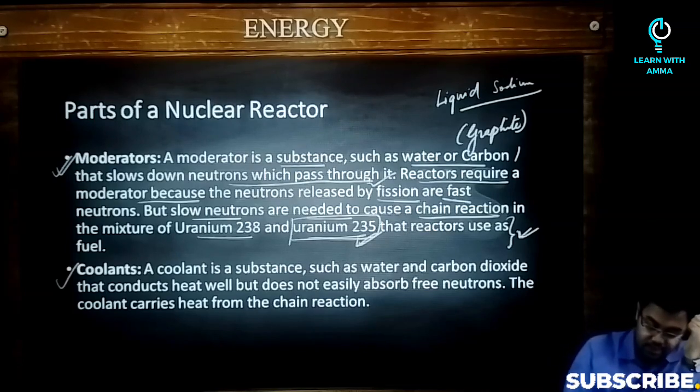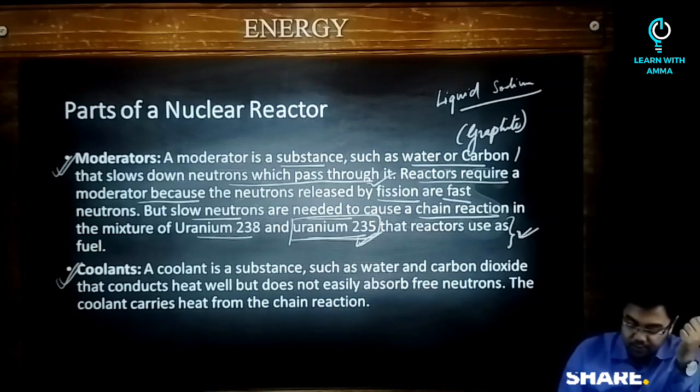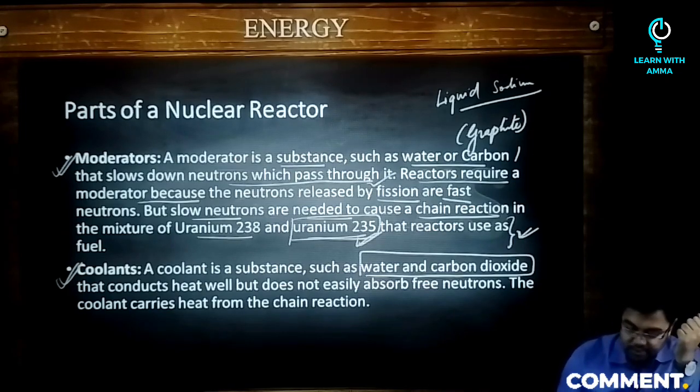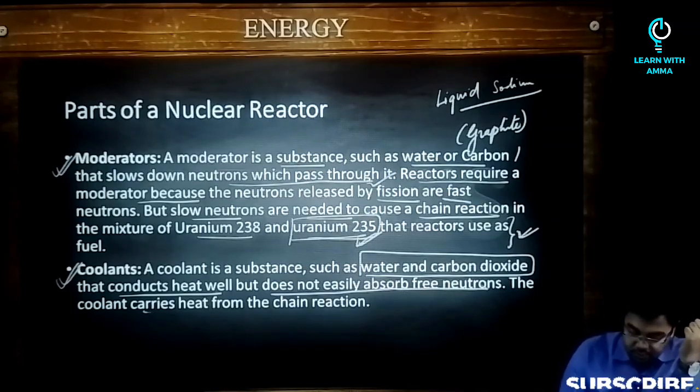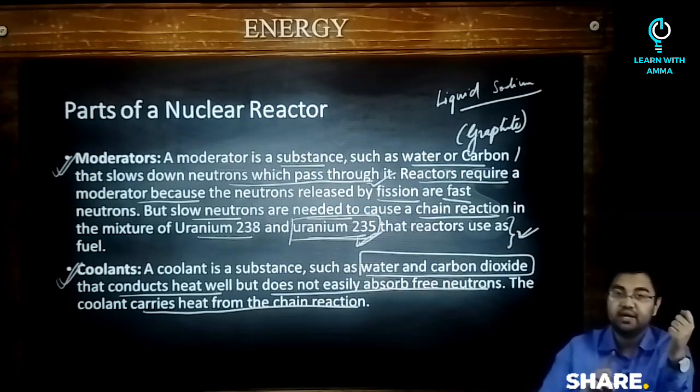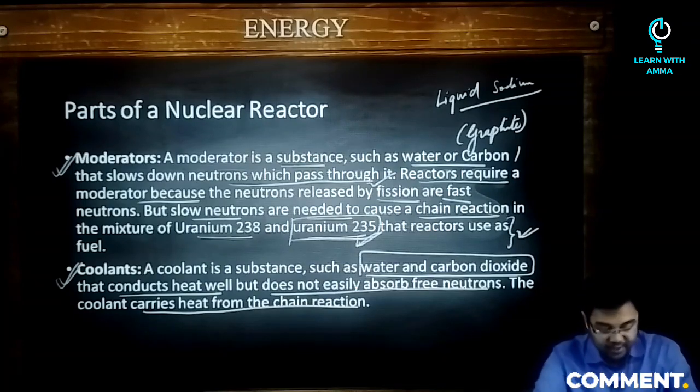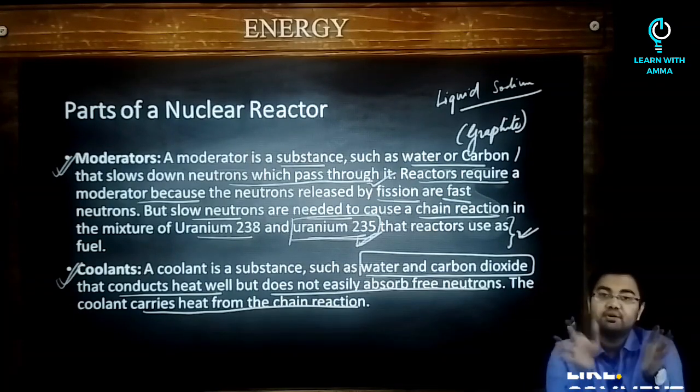And then finally you have something called a coolant. First of all, it will again be a substance like water or carbon dioxide that conducts heat but does not easily absorb free neutrons. So the coolant carries the heat from the chain reaction to the secondary part of the reactor. So this is the basic function of a reactor.